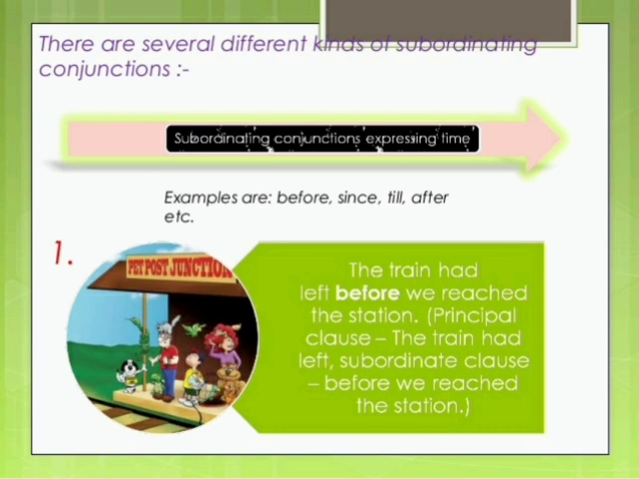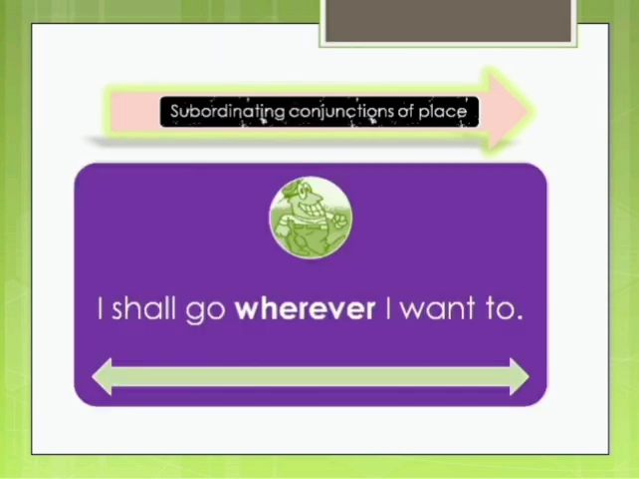Subordinating conjunctions expressing time. Examples, you can see: before, since, till, after, etc. The train had left before we reached the station. Here the principal, principal means main clause, is the train had left. The subordinate clause is before we reached the station. Okay, I shall go wherever I want to go. This is the example of subordinating conjunctions of place, wherever. So, I hope that now the definition of subordinating conjunction is clear to all of you. Actually, the subordinating conjunctions help us to join the dependent clause with the independent clause.